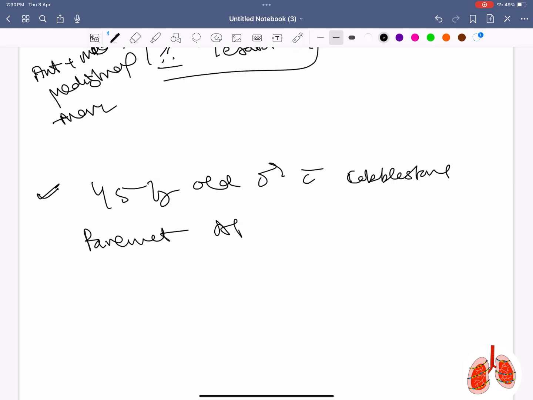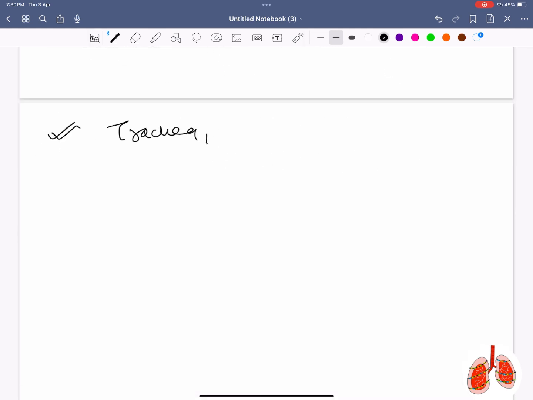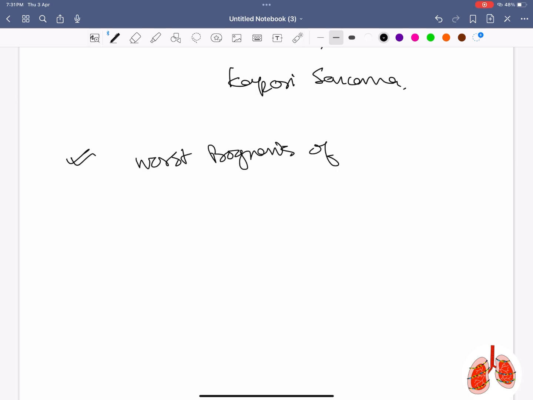Cobblestoning or crazy paving appearance on CT scan with hypoxemia. Answer is pulmonary alveolar proteinosis. Trachea and bronchus of an HIV patient reveals reddish-bluish patches. Answer is Kaposi sarcoma. Worst prognosis of IPF, young age.